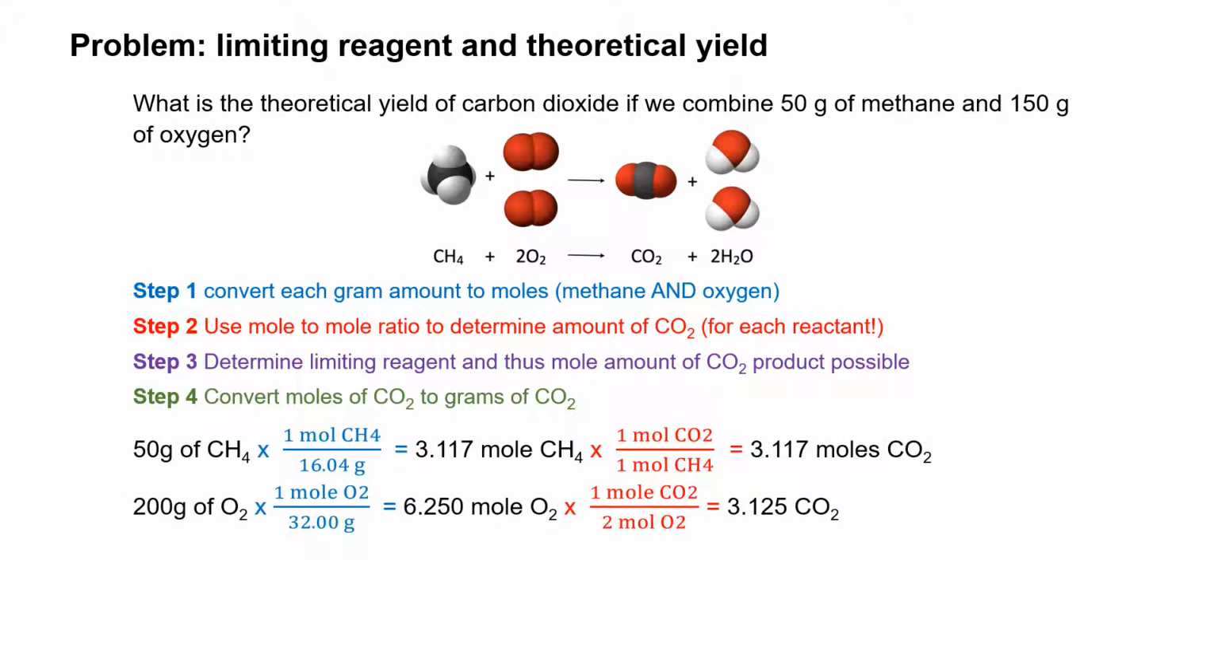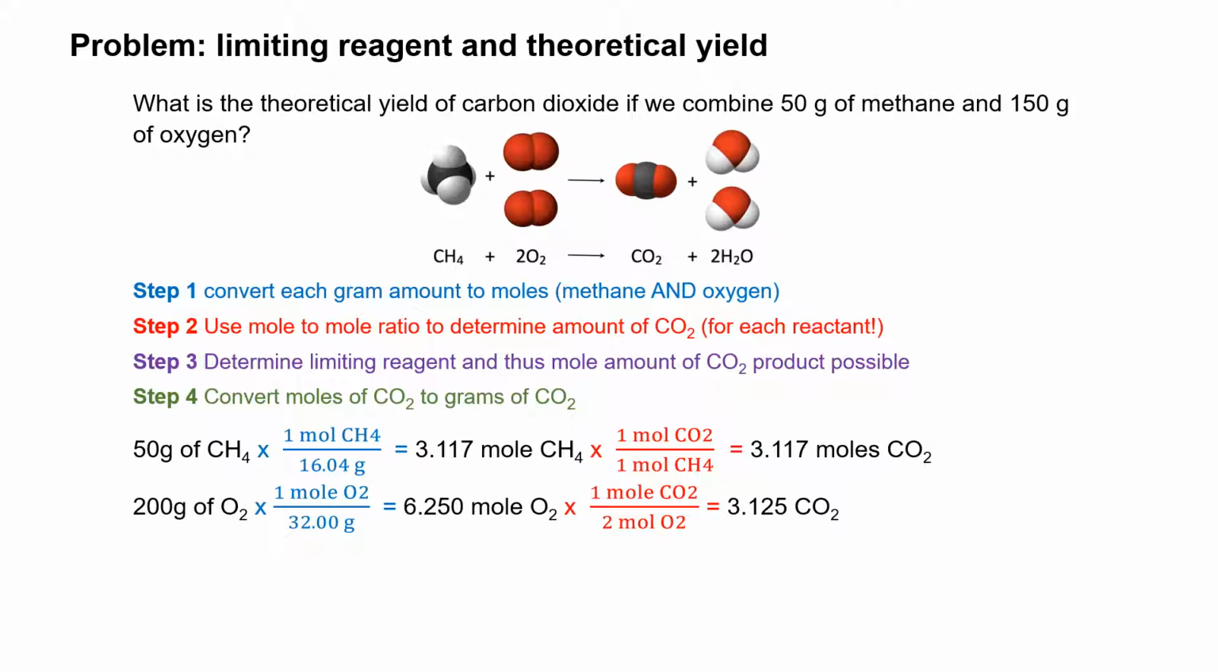So here we have it. If we combine steps 1 and 2, we'll see that we can take 50 grams of methane, multiply by the molar mass, get the number of moles, and then use the mole-to-mole ratio, which happens to be 1 to 1, using this balanced equation, 1 mole of CO2 for every 1 mole of CH4. That means we'll get a maximum of 3.117 moles based on the amount of methane that we're putting in.